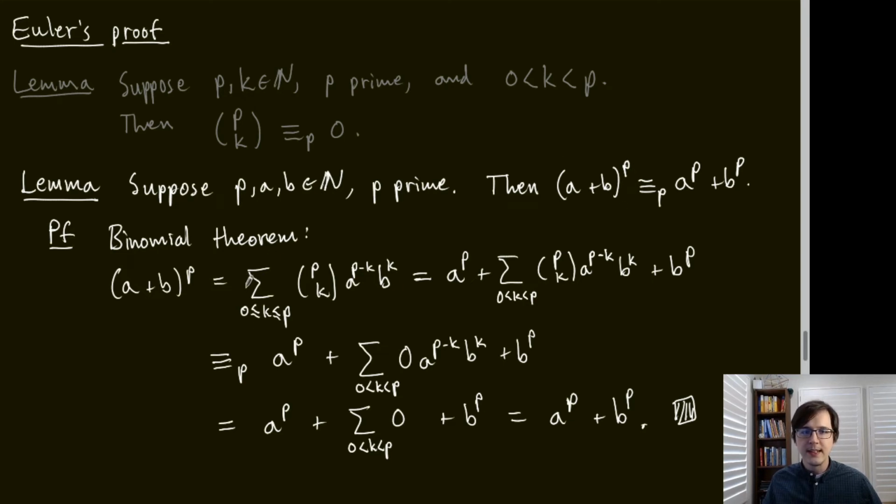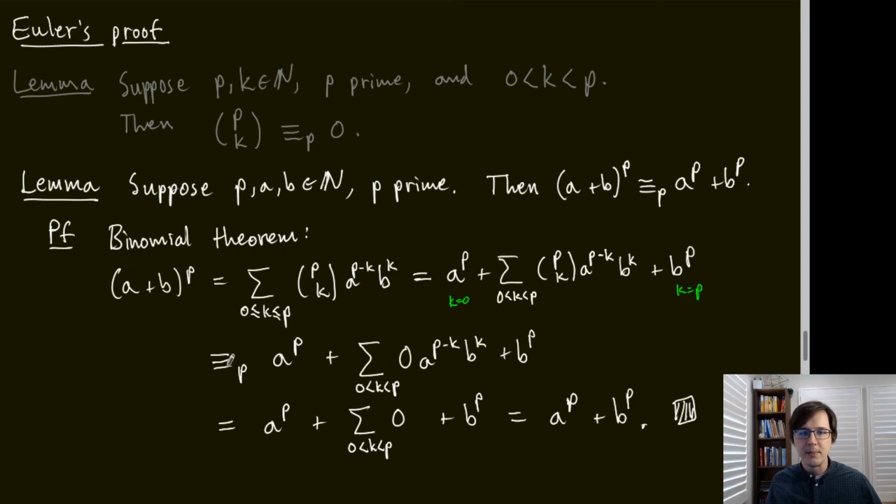To do this, we need to recall the binomial theorem. (a plus b) to the pth power, according to the binomial theorem, is the sum over all k between 0 and p inclusive of p choose k times a to the p minus k, b to the k. I'm just stating the binomial theorem. So we can make the interval exclusive and pop off the k equals 0 case and the k equals p case, leaving this inner part.